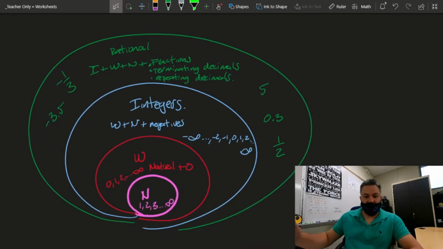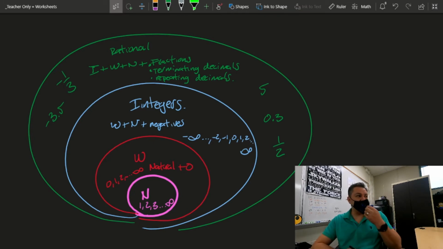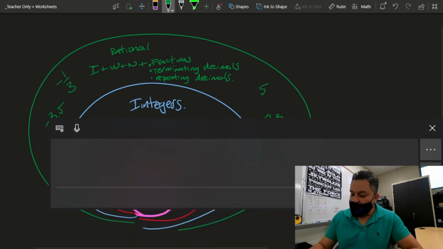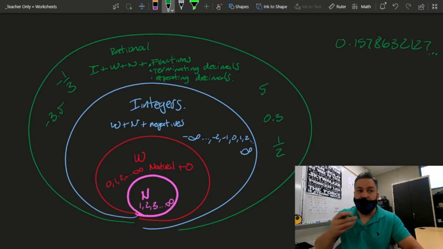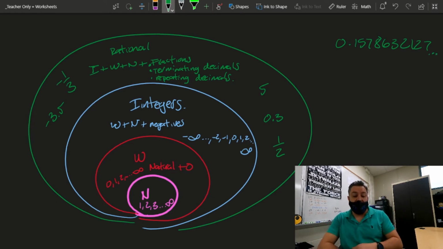Now, outside of that, you're going to have the irrational numbers, but we're not going to talk about those in 7th grade math. The irrational numbers are the decimals that never repeat. Whenever you start dividing, the remainder is always going to be different, and the next decimal is going to be something different. For example, something along the lines of 0.157832127, and I don't know, keep on going, whatever you want, but there's never going to be a pattern.